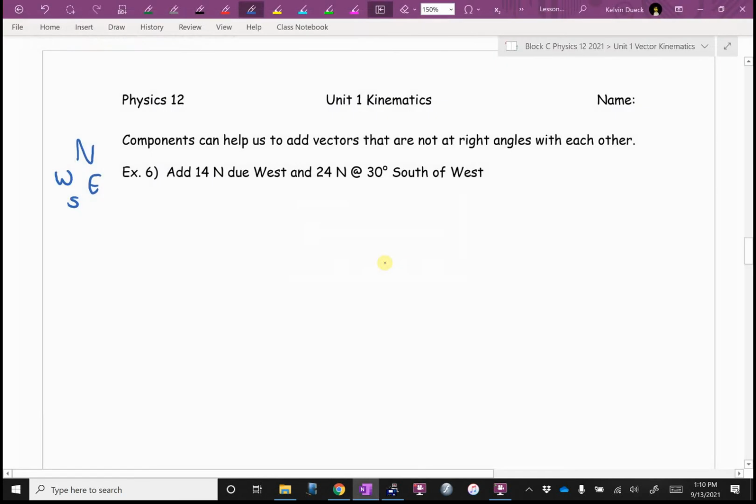It's about 2 lines longer, but it only requires Pythagoras and SOHCAHTOA. So you ready? First thing I'm still going to do is DULP. 14 west plus 24 newtons, 30 degrees south of west. South of what? West. I'm going to go west first. And then I'm going to go south of west, 30 degrees. And I'm going to ignore trying to be accurate to scale for a little bit.